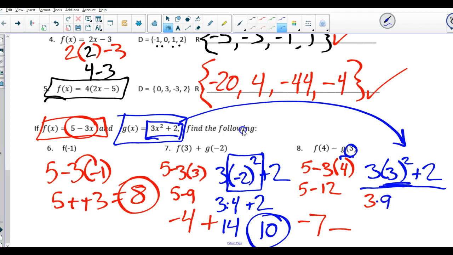So that's 3 times 9. Plus 2. 3 times 9 is 27 plus 2, which is 29. Negative 7 minus 29 is negative 36. Ooh, ugly. But you get the point. Negative 36.